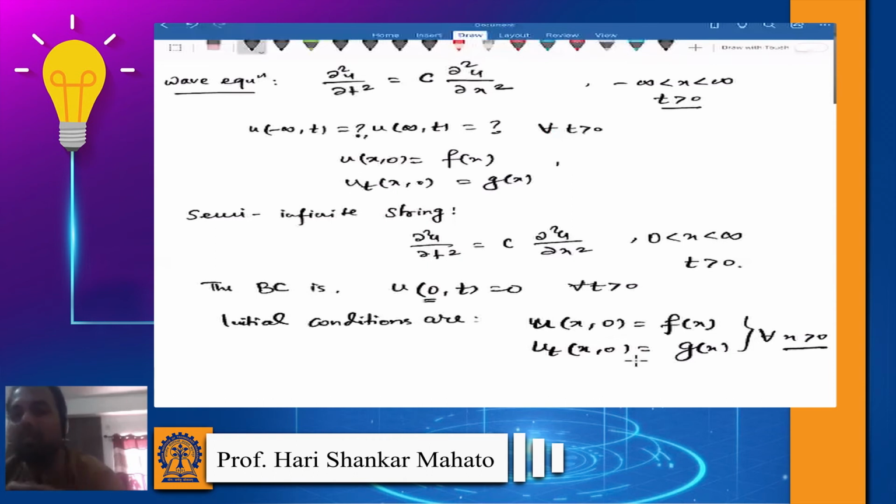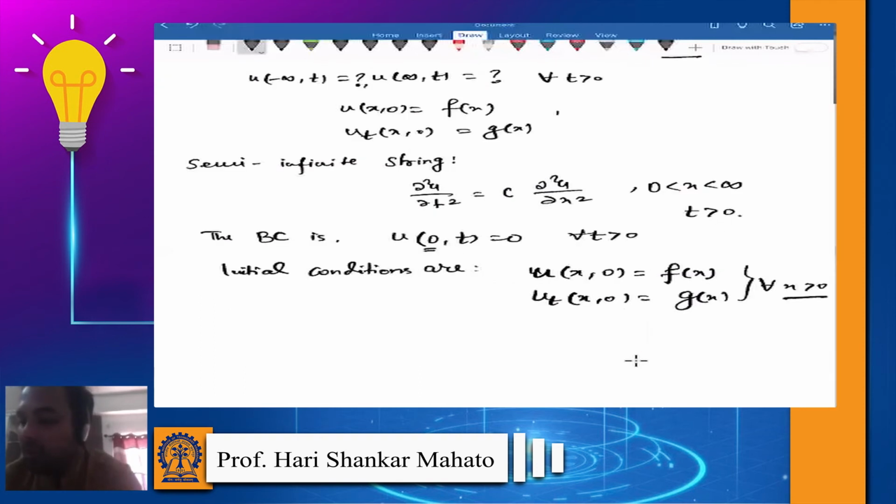Initial condition usually means that at initial time, and usually the initial time is considered as t equals 0. So that's why we have substituted t equals 0. So u(x, 0) basically means u at initial time t equals 0. So that is u(x, 0) equals f(x), and u_t(x, 0) equals g(x). So these two will be considered as initial conditions, whereas this one will be considered as a boundary condition.